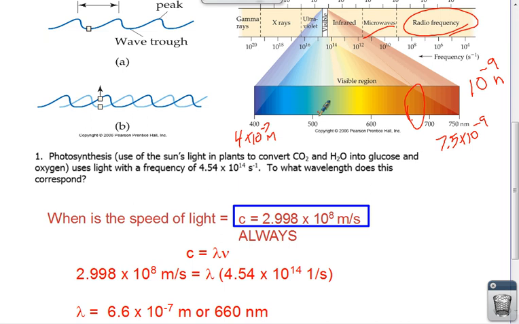But what did I do here? I took the frequency. The speed of light is always the same. I solved for the wavelength. It came out like this. Quite often it just automatically gets converted to nanometers. 10 to the minus 7 meters would be in the 600 range for nanometers.